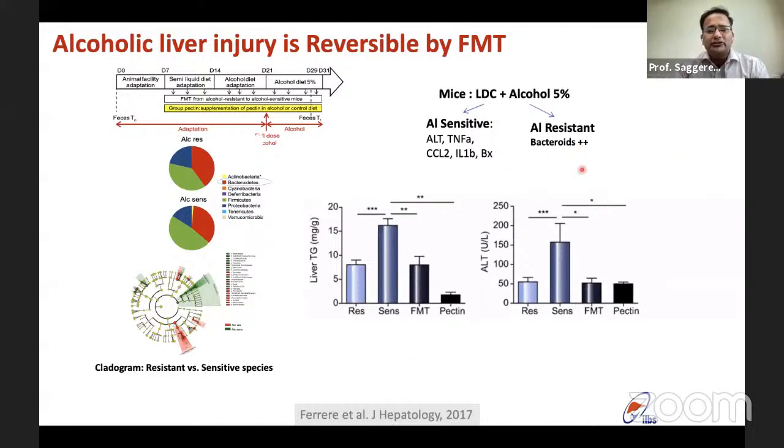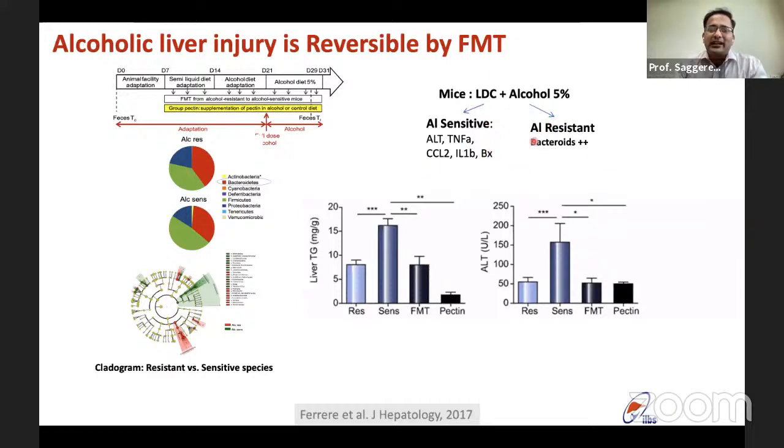And it was found that the good bacteria like bacteroides were high in the alcohol resistant mice, whereas the sensitive mice had more of the bad guys, and it produced more inflammatory cells, IL-1, ALT and other things. So what they did further was, it came to be known that it's the microbiome that is the reason for the sensitivity to alcohol.